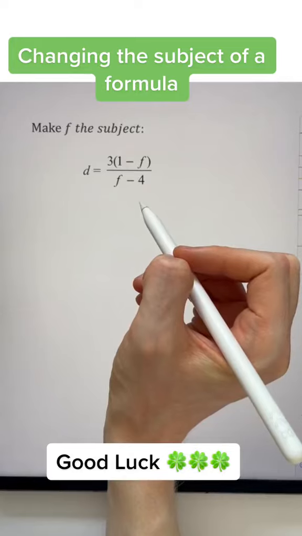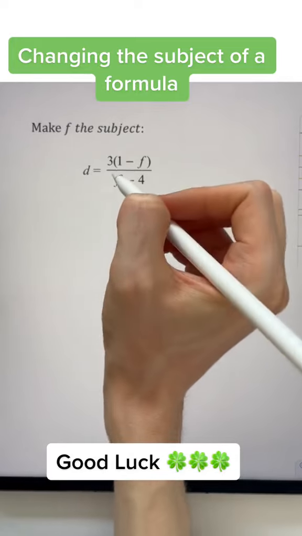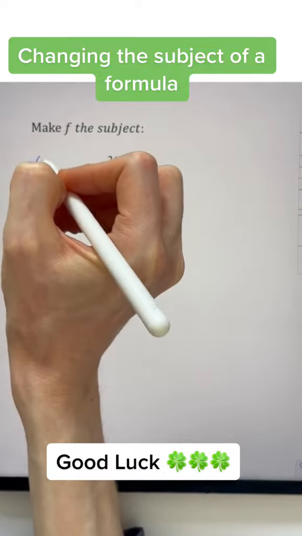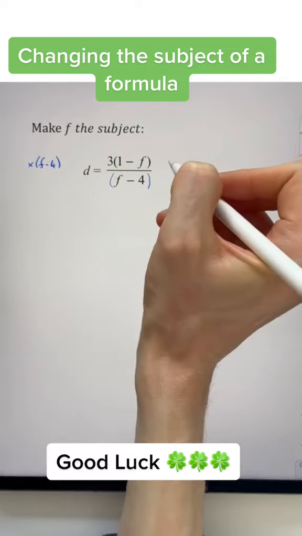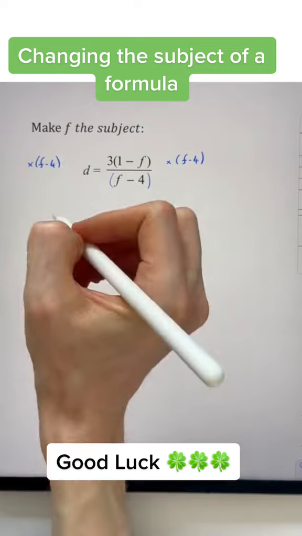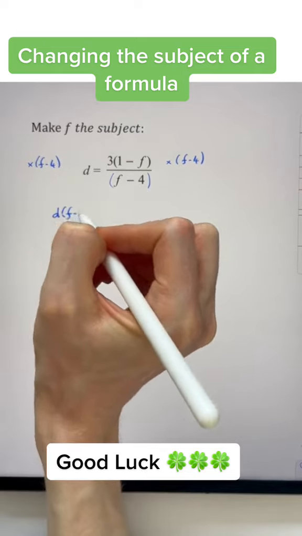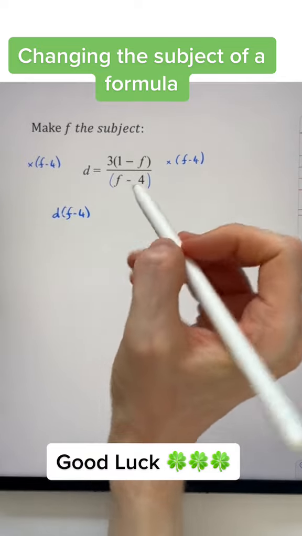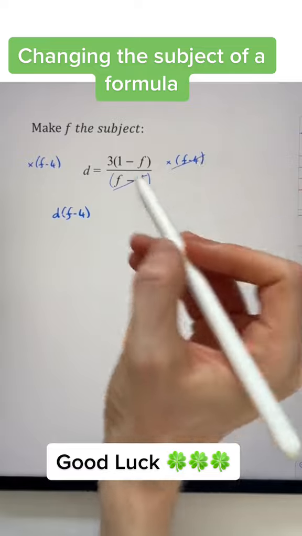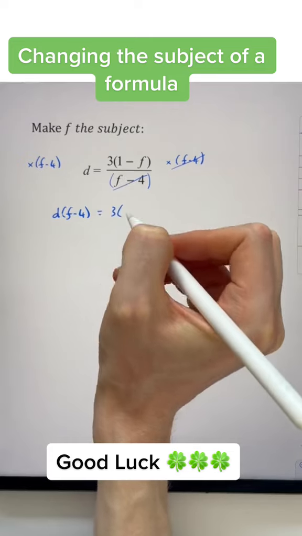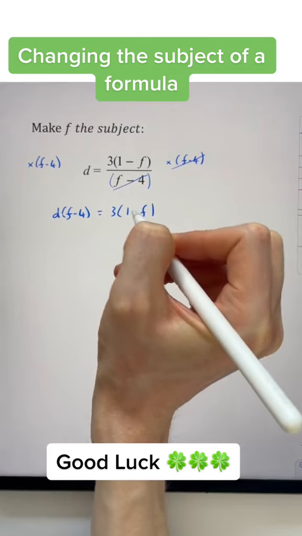Here we are asked to make f the subject. The opposite of divide by f minus 4 is to multiply both sides of our equation by f minus 4. On the left-hand side, therefore, I'm going to have d multiplied by f minus 4. And on the right-hand side, I know that multiplying by f minus 4 and dividing by f minus 4 are inverses, so they'll cancel out. Therefore I'm just left with the numerator, which in this case is 3, and in brackets 1 minus f.